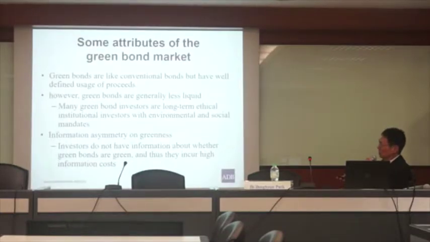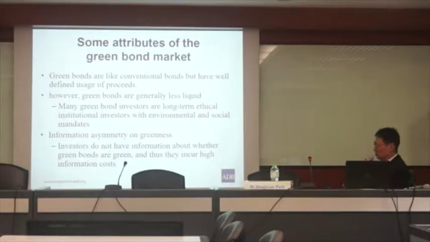Okay, so what are some key characteristics of the green bond markets? Well, as I said earlier, green bonds are like conventional bonds in many ways, but unlike conventional bonds, the proceeds from green bonds are used to finance green projects, green investment projects, or environmentally sustainable investment projects. That's the big social benefit from green bonds, but they're also generally less liquid. They're more illiquid. In other words, it's much more difficult to buy and sell because there's much less active trading of green bonds. So relative to conventional bond markets, green bond markets are much less liquid.